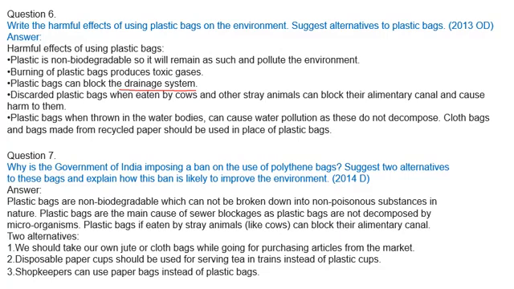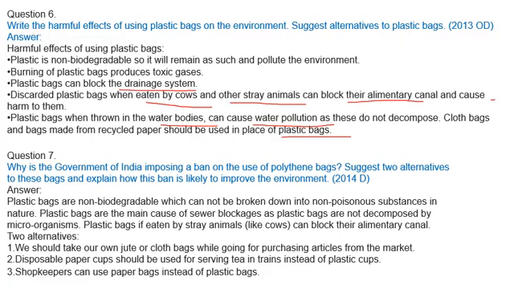A discarded plastic bag, when eaten by cows and stray animals, can block their alimentary canal and cause them harm. They are really harmful for animals. Bags thrown in water bodies can cause water pollution as they do not decompose. Cloth bags or paper bags which can be recycled are alternatives to plastic bags.